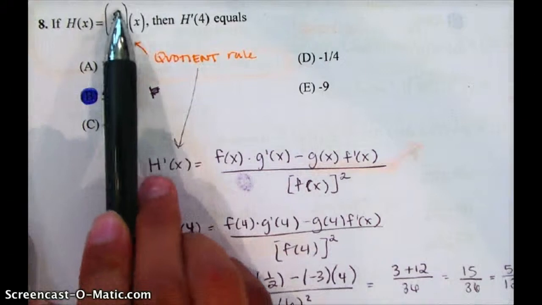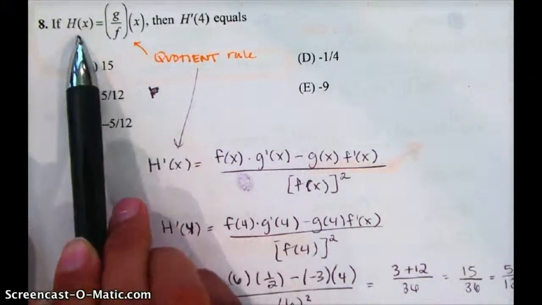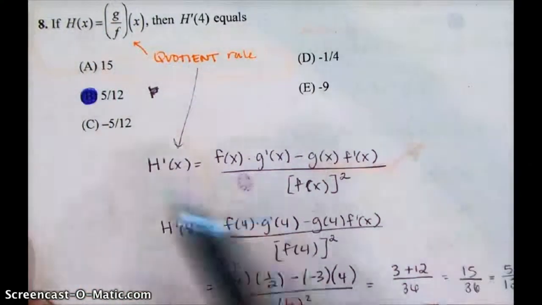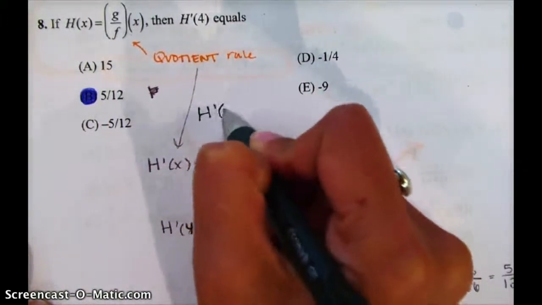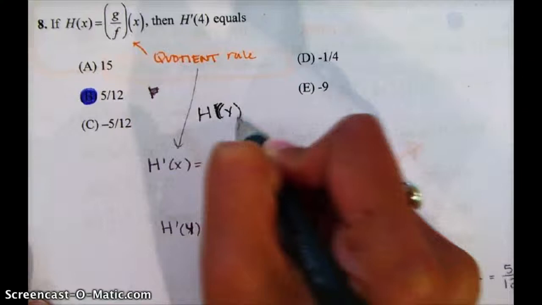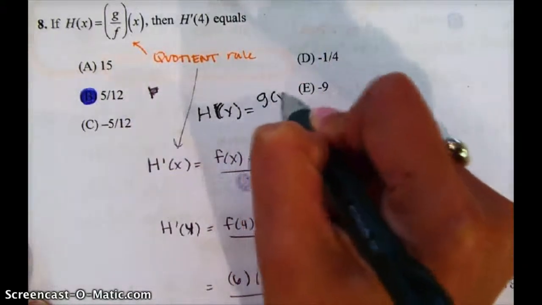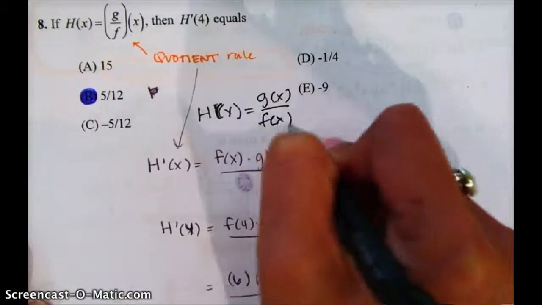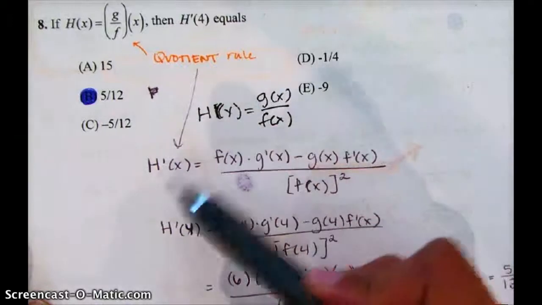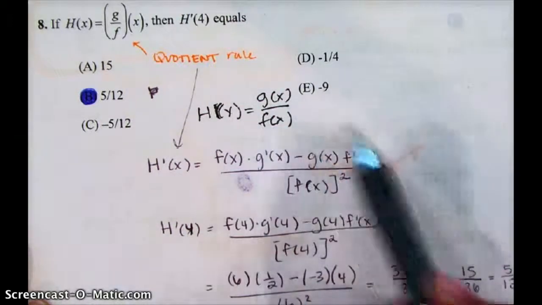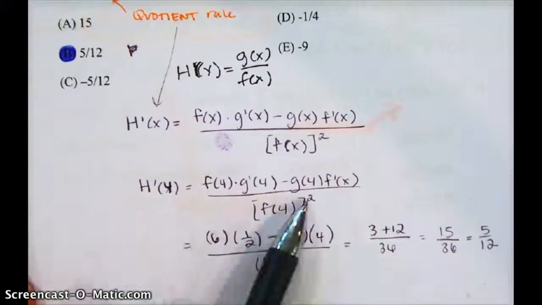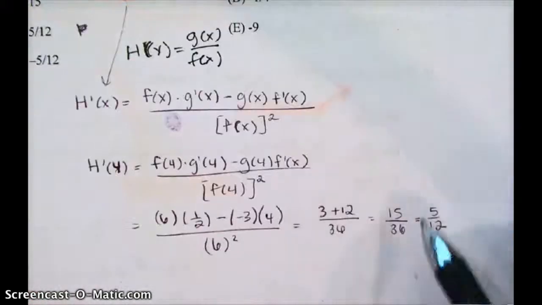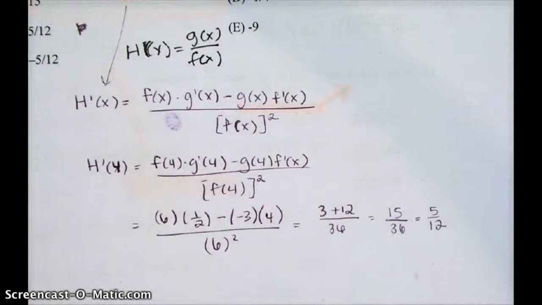That's because I'm taking the derivative of a function defined to be a quotient. And if you want, as an initial step, it might be helpful for you to write out for yourself that h of x, sorry, not prime, just h of x equals g of x over f of x. And then you take the derivative of both sides. The derivative of this is h prime. The derivative of this is a quotient rule. And then you just plug in your values after you've got the actual expression. And simplifying this, I got 5/12. Great, next question.